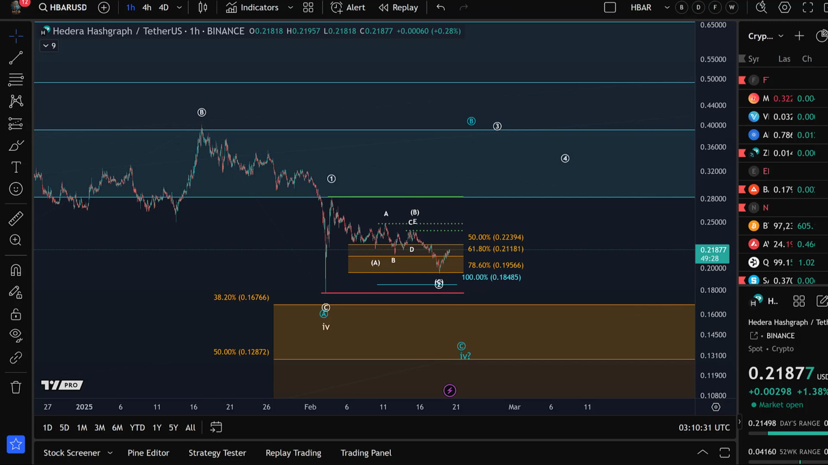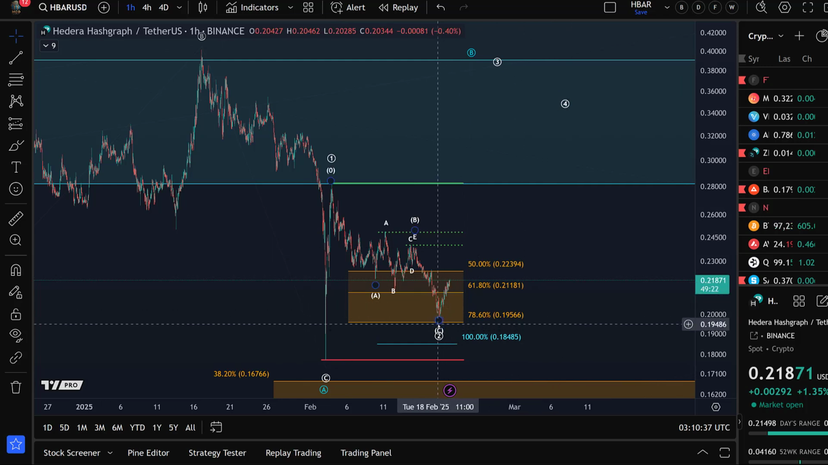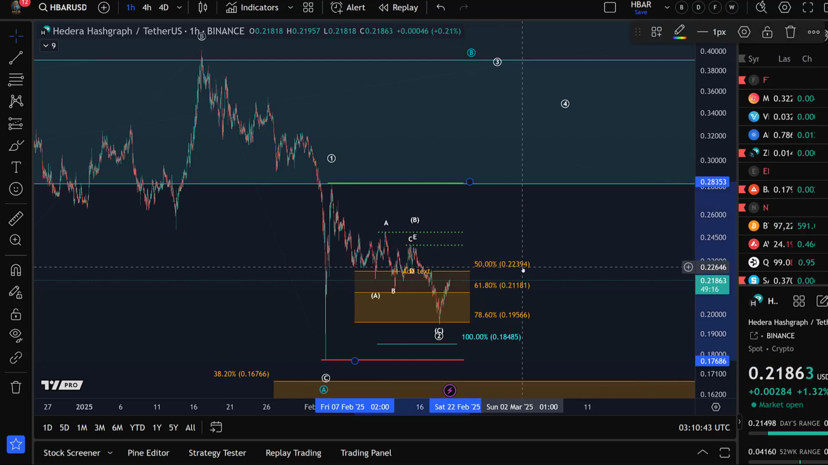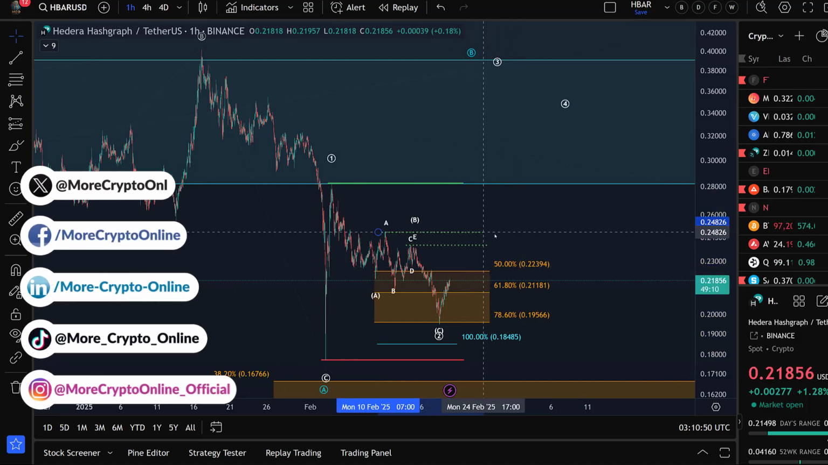Here on the HBAR chart we can see that the price has actually reached the lower boundary of the micro support area for this wave 2 correction. So it would be ideal if the price could now turn around. It's a bit early to say that because we haven't even broken above any swing high. So there is no higher high or higher low that we could refer to.